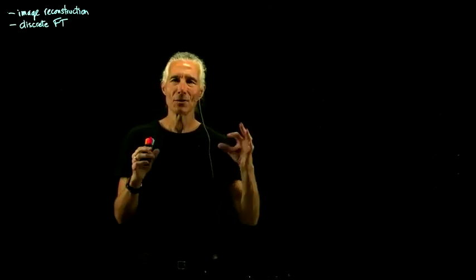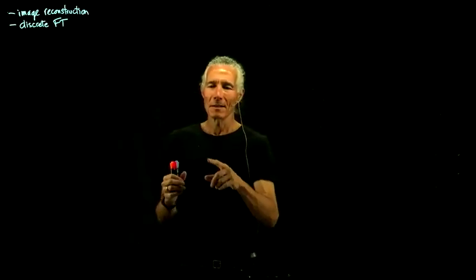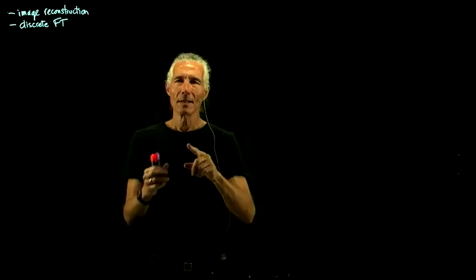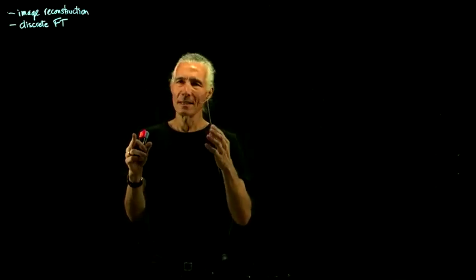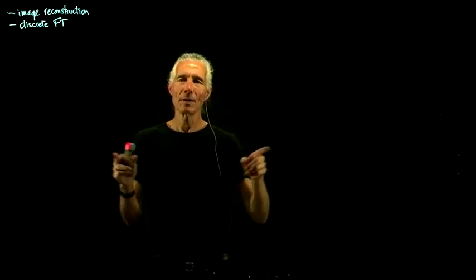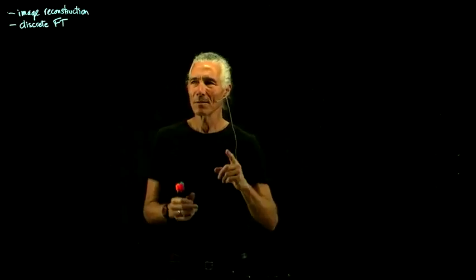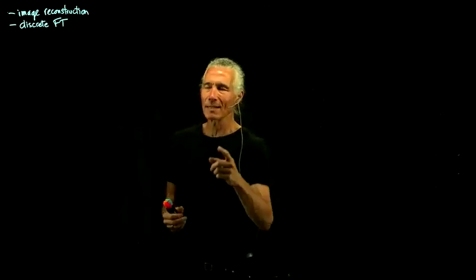There are two infinities here. One infinity is, like in the case of the forward Fourier transform, how much x and y do we go out to, an infinite distance in x and y and z? But the second infinity is how finely do we sample?